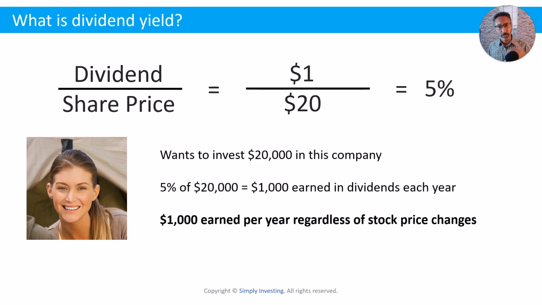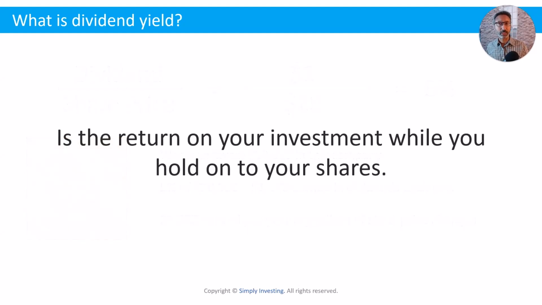I've mentioned this before, and I'll say it again. The dividends are earned regardless of stock price changes. The stock price can go up and down after you've bought it, but the dividends are yours to keep. And in this example, it'll be a 5% return on investment. So that's exactly what a dividend yield is. It is the return on your investment while you hold on to your shares. And the dividends are deposited as cash directly into your trading account, so you can spend the dividends if you wish, or you can reinvest them.